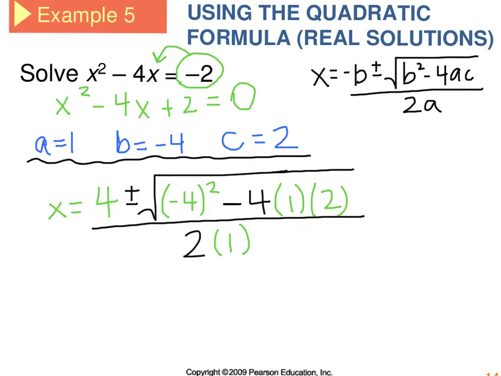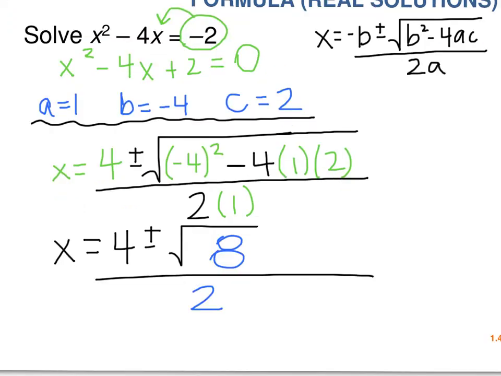So now I'm just going to do some simplifying. First I'm going to simplify what's underneath the radical alone and get it down to one single number. Okay, so here I've simplified this. Negative 4 squared is positive 16 minus 8 would leave me with 8. And so then I have 4 plus or minus the square root of 8 divided by 2 times 1, which is 2. And now I'm just going to continue to simplify all that I can. So the next thing I do is take the square root of 8 and simplify it down in radical form.